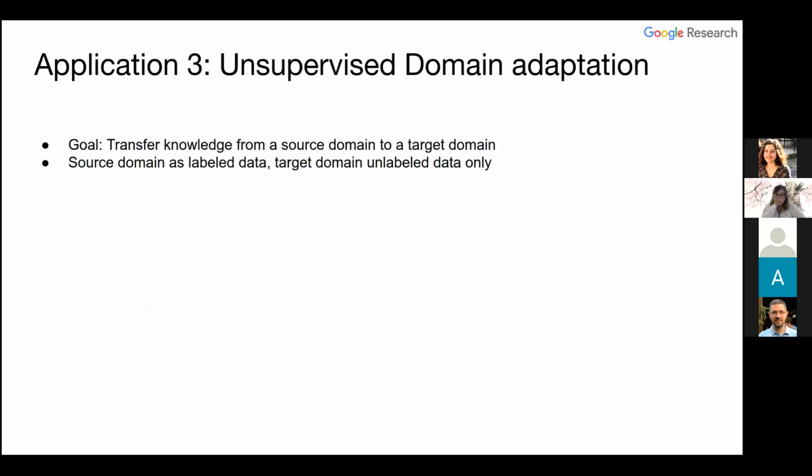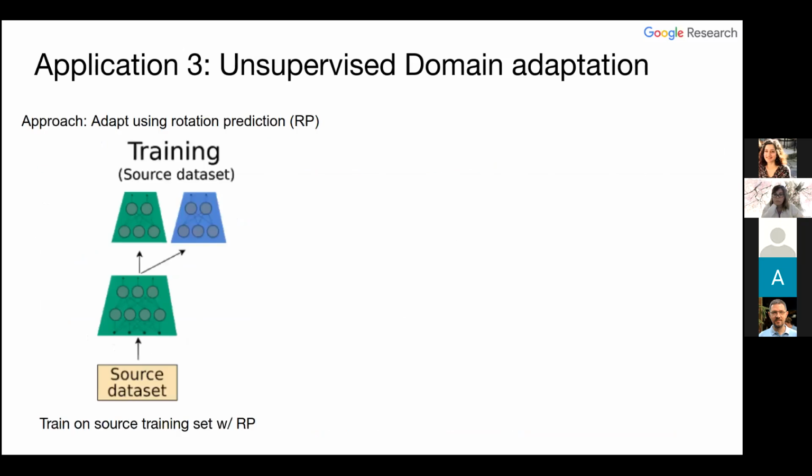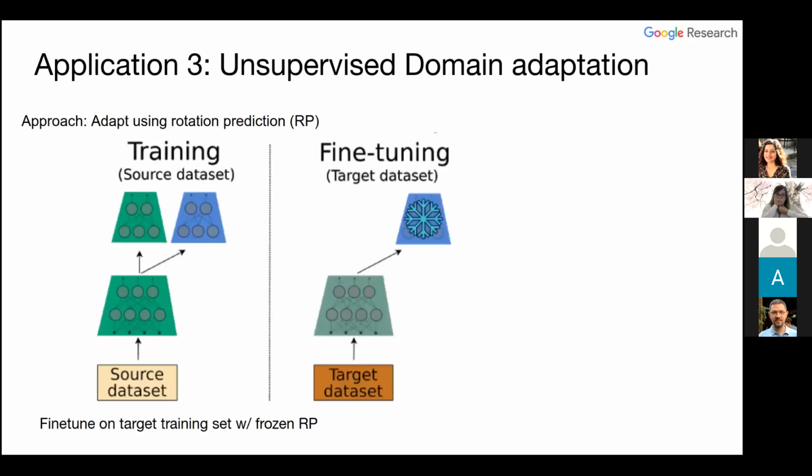The third application we have is similar to transfer learning, except that it's unsupervised domain adaptation. So here, in contrast to transfer learning, we don't have labels for the target domain. So we have a labeled source domain and a non-labeled target domain. And what we do in this case is we first train a model on the labeled source dataset to solve the source task and an auxiliary task. Again, here, a self-supervised rotation prediction. Then we freeze the auxiliary task head and fine-tune the feature extractor on the target domain.